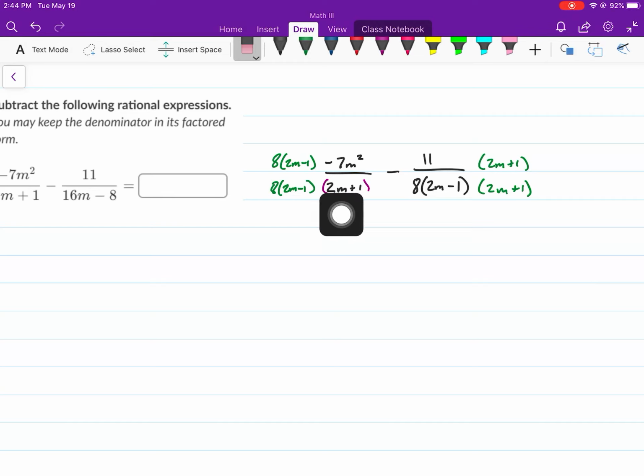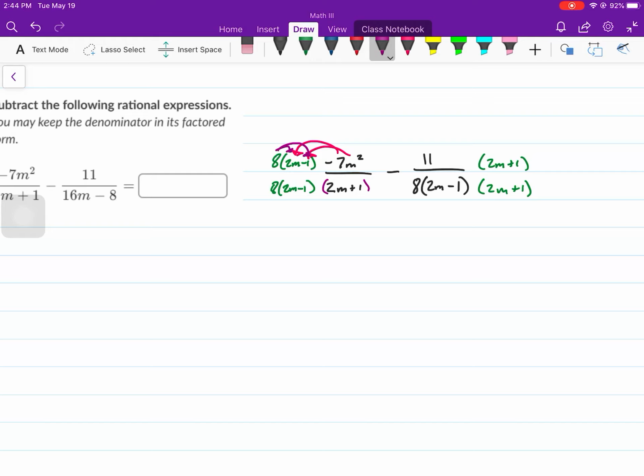You don't have to FOIL out the bottom. You can just leave it in that nice factored form. That is the simplified form. So we're going to distribute on the top though. So I'm going to distribute the negative 7m squared to both of those. So what we'll get is negative 14. But we're also going to distribute the 8. So don't forget we will need to distribute the 8 as well.